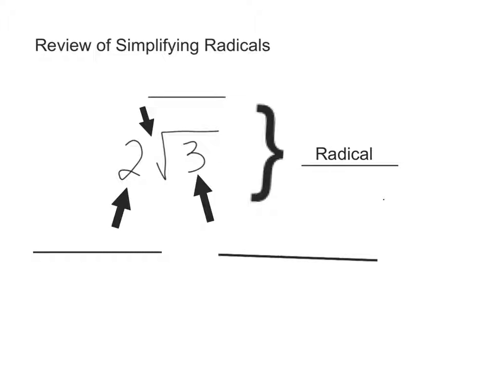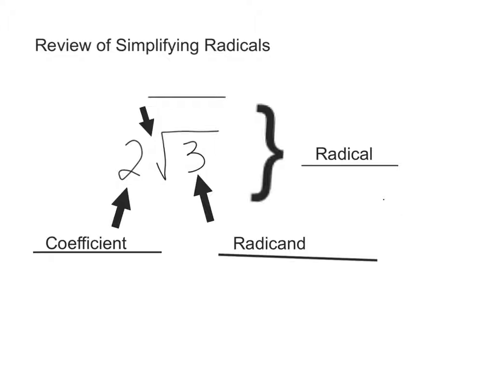What part would you say the 3 is? That's the radicand. Radicand. What about the 2? That big 2 in the front. Coefficient, yeah. That's the coefficient there. And then there's one more arrow, and what's that arrow pointing at?